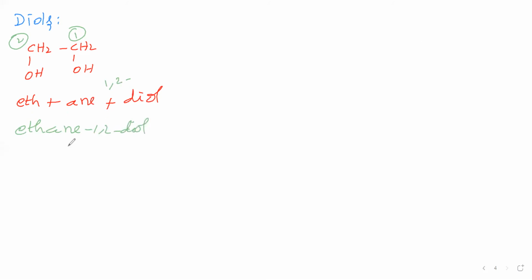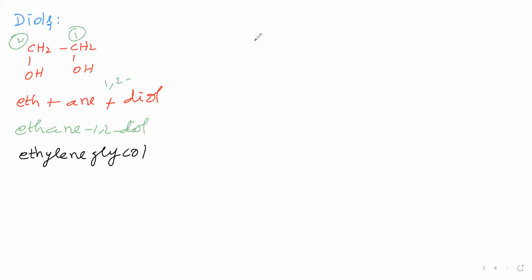Next, ethane-1,2-diol is the IUPAC name. Next, the common name is ethylene glycol. Why ethylene? Because CH2, CH2 is there, therefore ethylene. Glycol in the sense that 2 OH groups are attached to neighboring carbons. Therefore, we are saying glycol. So the common name for this is ethylene glycol.